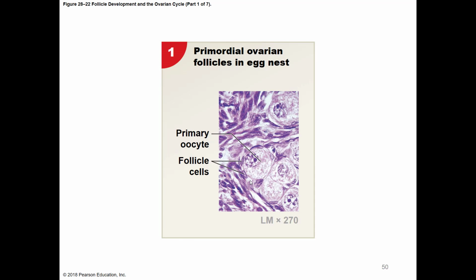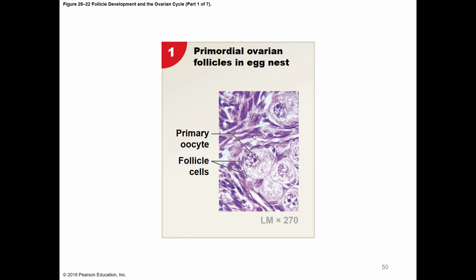The follicle is looking after each of these oocytes. So the primary oocytes are located in the outer portion of the ovarian cortex. That's what we're looking at here up really close. We're in the outer edges of the ovary in the cortex. And remember, we call these egg nests.